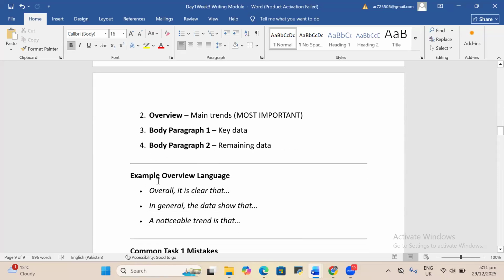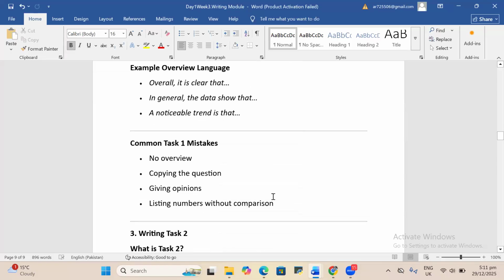You can start your overview, the second part, by using these phrases: Overall, it is clear that; in general, the data show that; a noticeable trend is that. You can use some general phrases for more clarity.